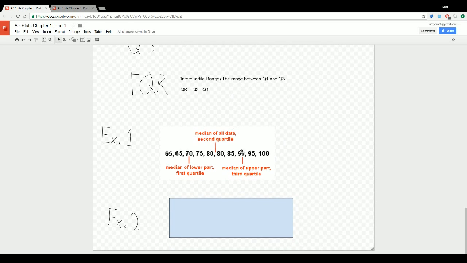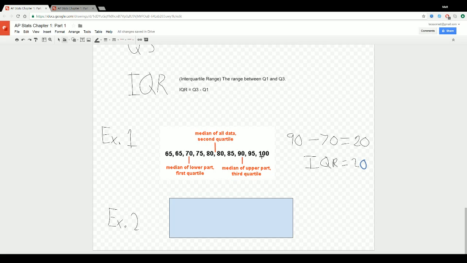So for example, if we were to look at this data, you would see that the third quartile right here is equal to 90, and the first quartile is equal to 70. So we'd subtract 70, and this is equal to 20. Sorry, Google Drawing is a little funky. So in this set of data, the IQR is equal to 20. But let's look a little deeper into where the quartiles come from.